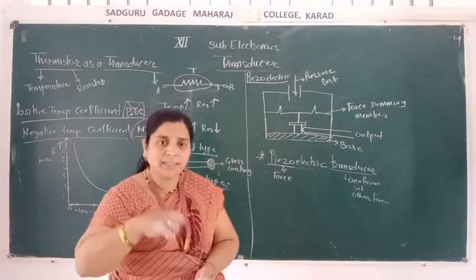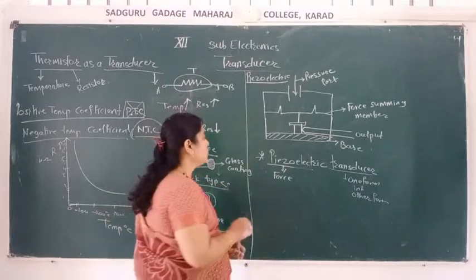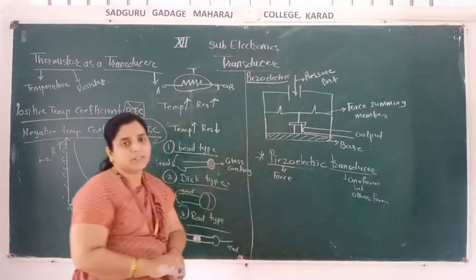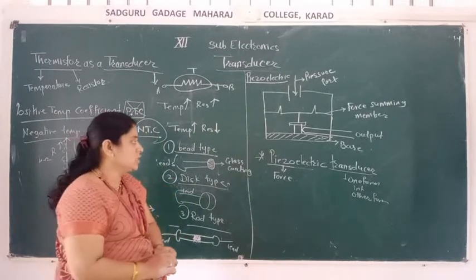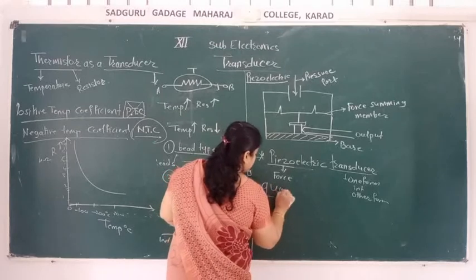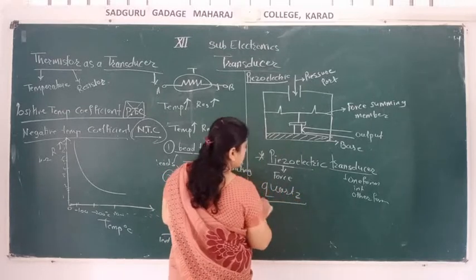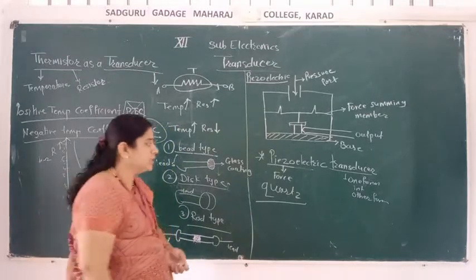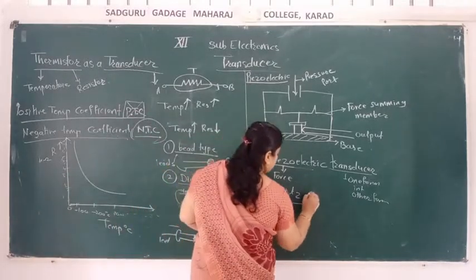Now in a piezoelectric transducer, piezo means force, and force is converted into an electrical signal. It's called a piezoelectric transducer. These are mostly made of quartz. Quartz is a semiconductor material, and what other material may be used in the piezoelectric?